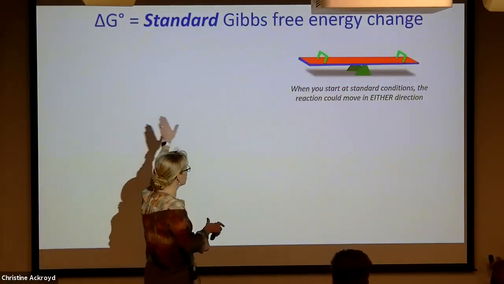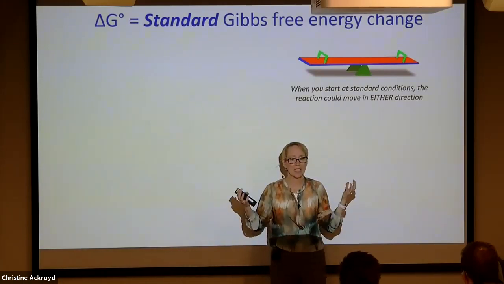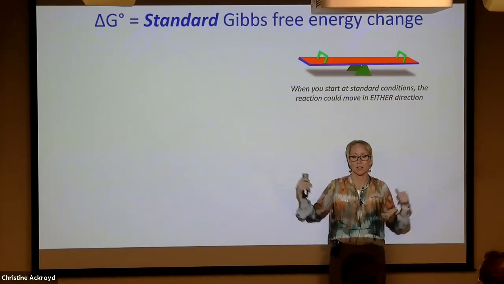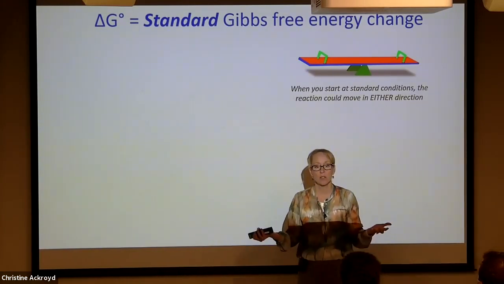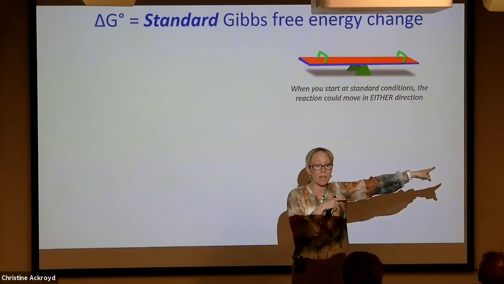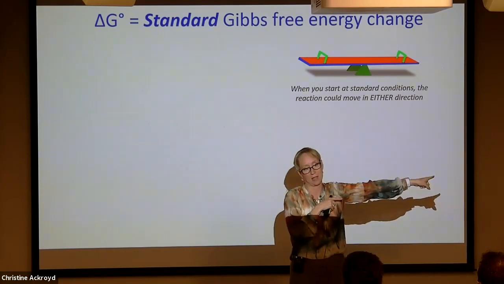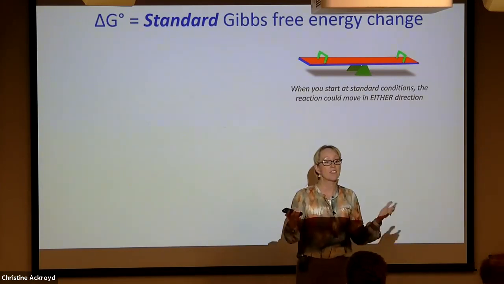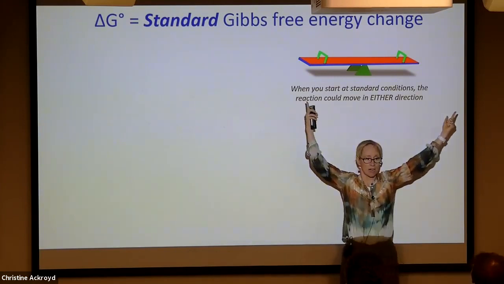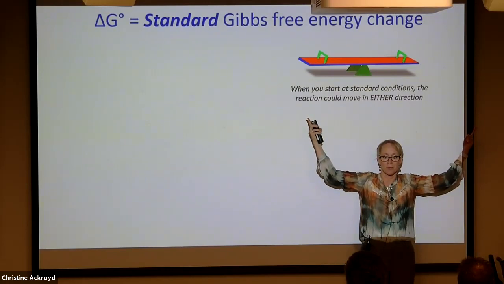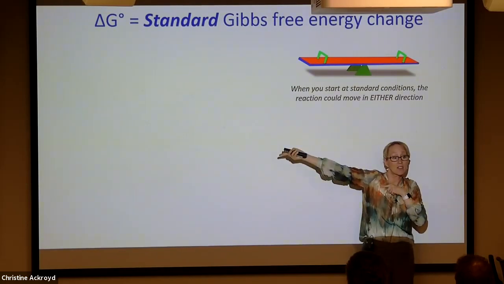Okay, so the delta G naught, what we're visualizing is a reaction where we have equal amounts of starting material and products, right? When delta G is negative, what does that tell you about that reaction? With those conditions, it wants to move towards product, right? So where will equilibrium lie? To the right, you have more product than starting material, right? If delta G naught is positive for a reaction where we start balanced between starting materials and products, which way will that reaction move? Left, so where does equilibrium lie?